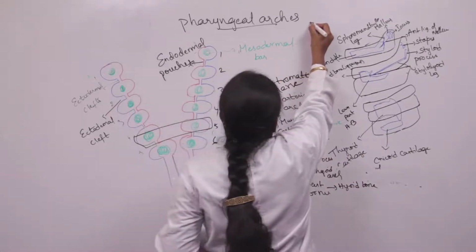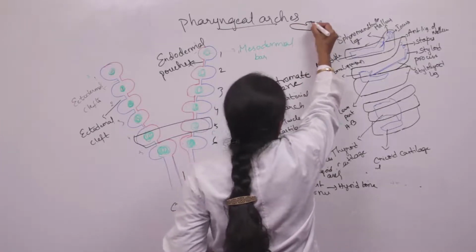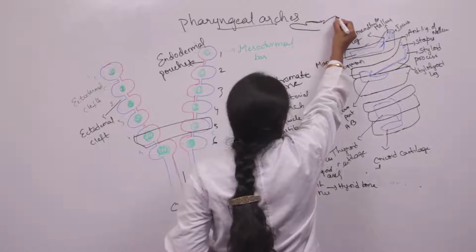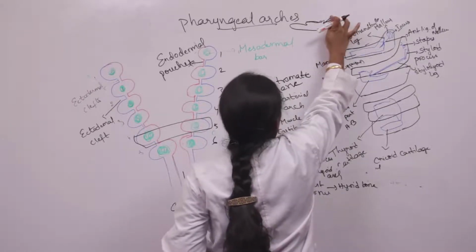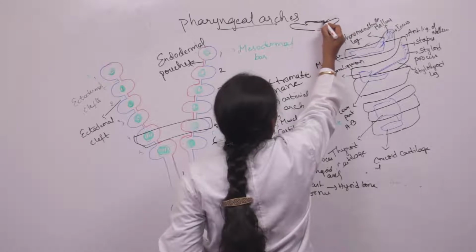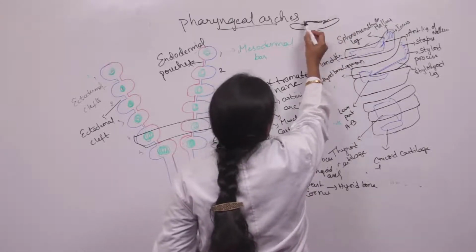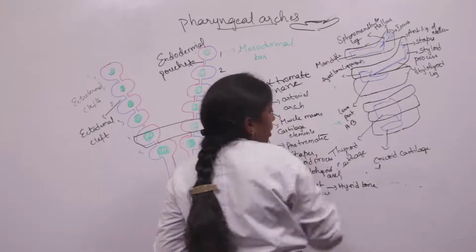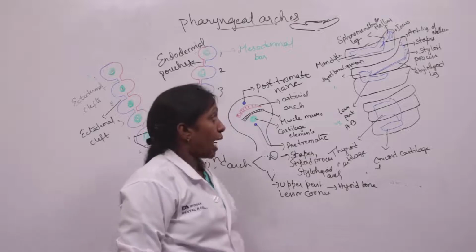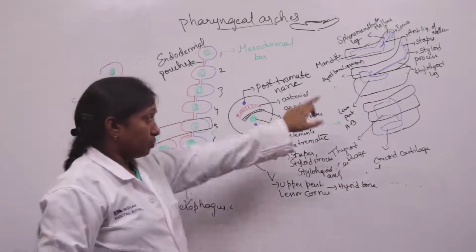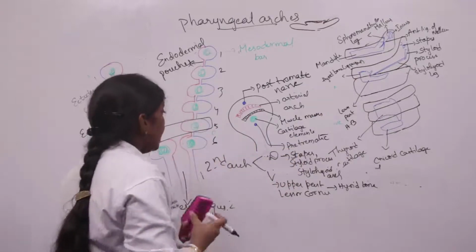We know that the hyoid bone is like this. So this is the body of the hyoid bone. These are the lesser cornu of the hyoid bone, and these are the greater cornu of the hyoid bone, right? The lesser cornu and upper part of the body of the hyoid bone are derived from the second arch ventral part. And coming to the third arch.